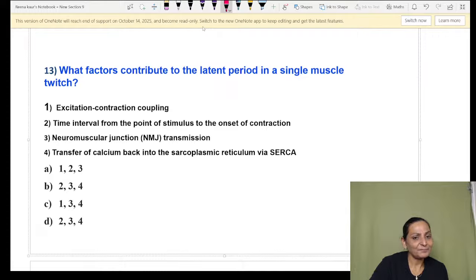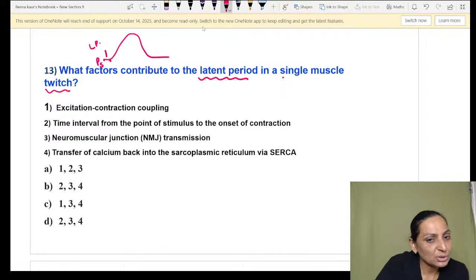Now, what factors contribute to the latent period in a single muscle twitch? Very simple. Remember, we do this also when we do our graph related practicals or the amphibian practicals in first MBBS. But at that time we don't give importance to the graph. We think these questions won't come, but such questions do come. So you give a stimulus, suppose this is the point of stimulus, and from there to the beginning of contraction, this is our latent period.